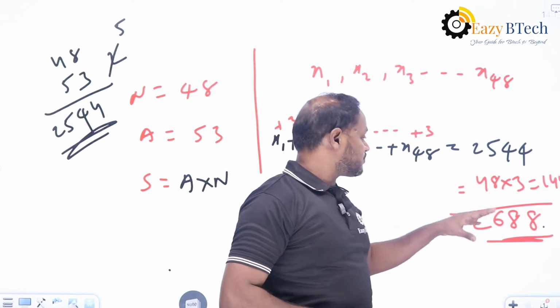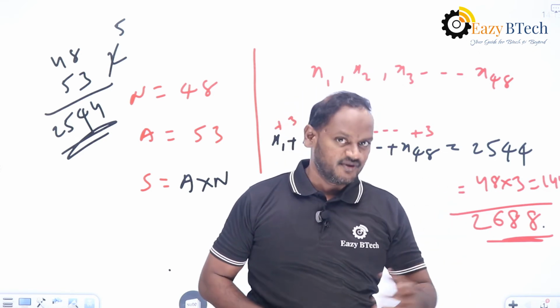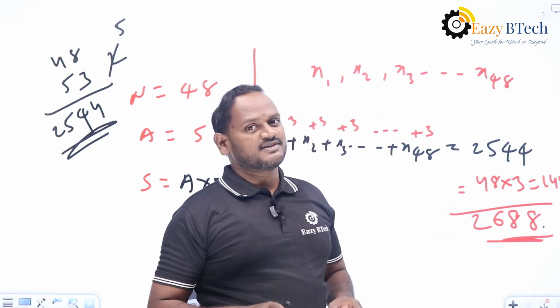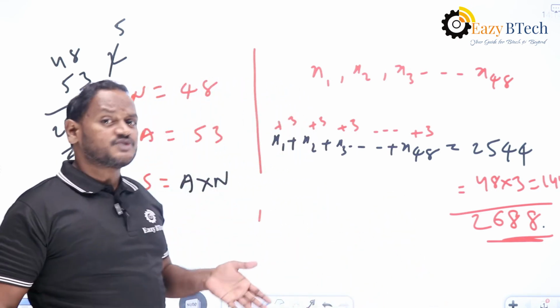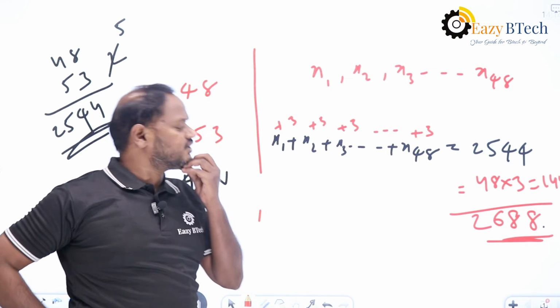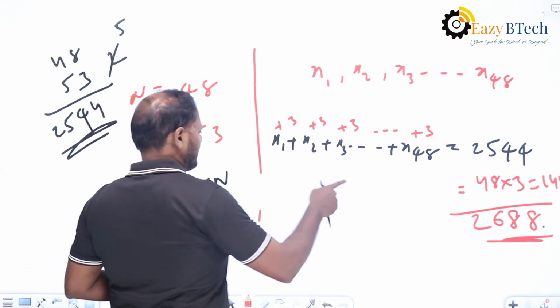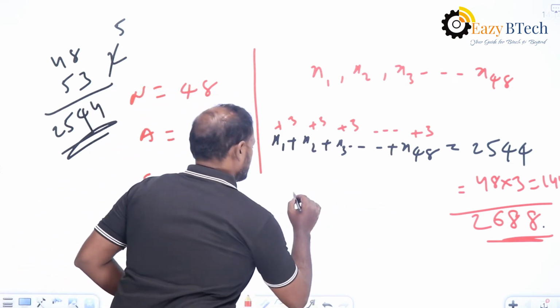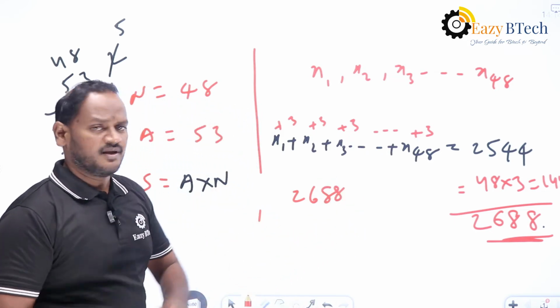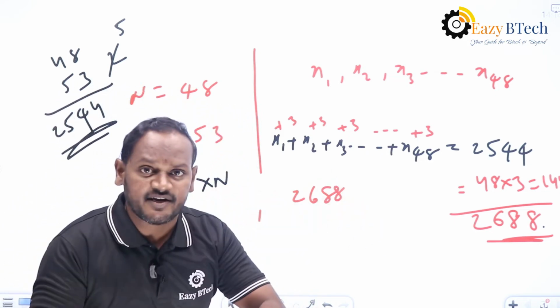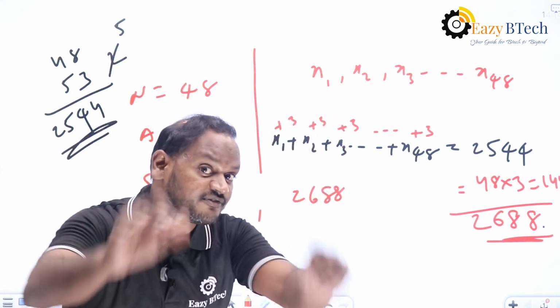So we got the new sum as what? 2688. But I don't want the new sum actually. I want the new average, right? Find the new average. Each number is increased by 3. That's why I need to get the new average, right? That's my intention. Okay, no problem. We can do it. First of all, the new sum is going to be 2688. This 2688 can be what? The new sum. But there is no change in the number of terms, right?